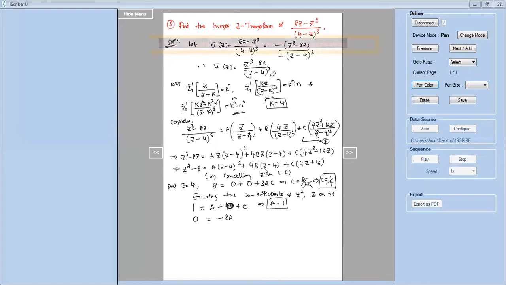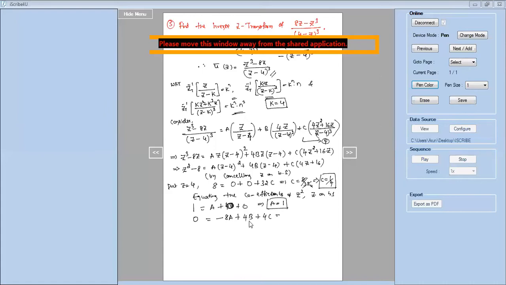And here the coefficient of z is 4b. So it is plus 4b. And here also there is a z term and its coefficient was 4c, plus 4c. So if I equate z term on both sides, we get this. So you know the value of a and c. Substitute and find the value of b.